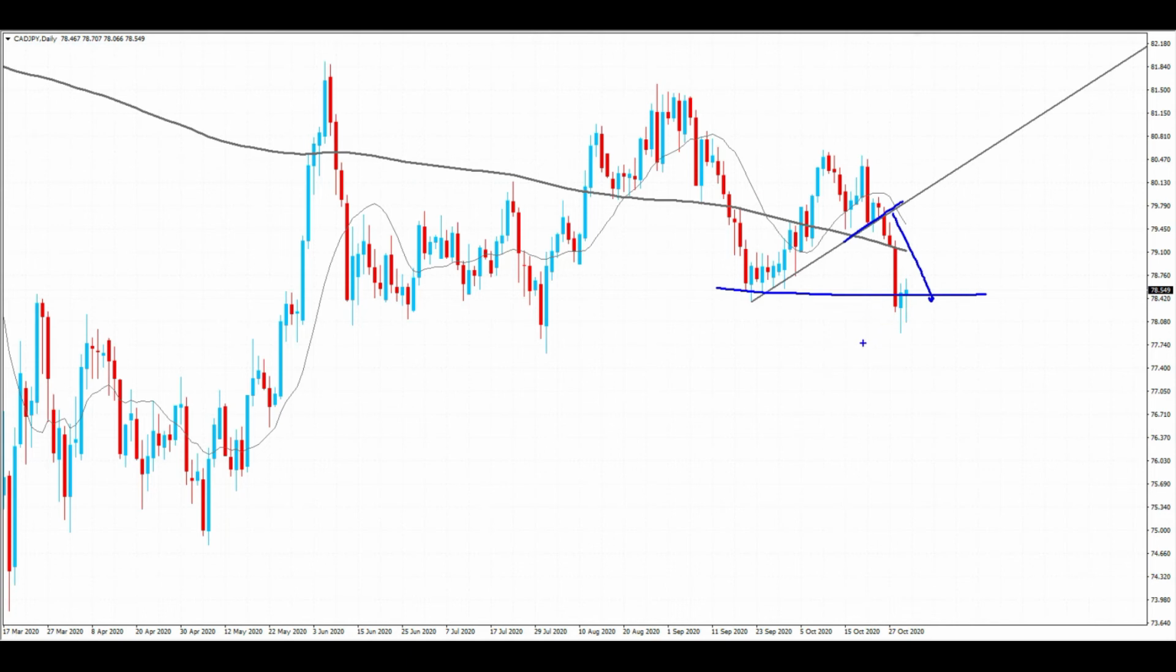And you can actually see we've gone to test them. Got a couple of wicks to the downside. Price tried to break through it on the daily chart. Looks like this area in the market could be holding for it a little bit. Probably still expecting price to continue a little bit further.